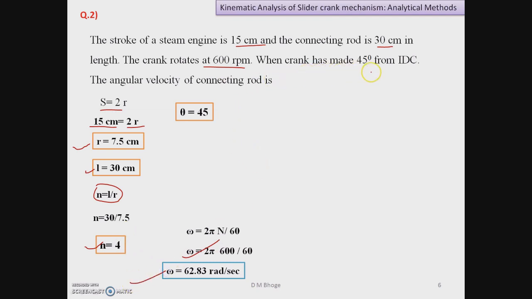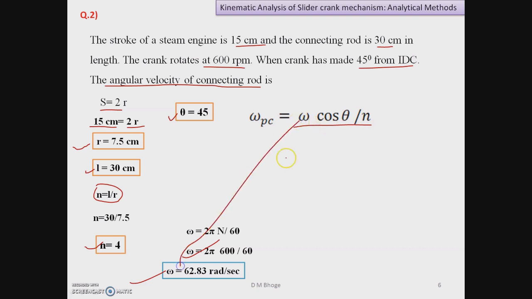Now the crank angle is 45 degrees from IDC. So we take theta equals 45 degrees. We have to determine angular velocity of connecting rod, which is given by this equation. Omega PC equals omega cos of theta upon n. Now we know omega, which is 62.83. We know theta, 45 degrees. And we know n, which equals 4.